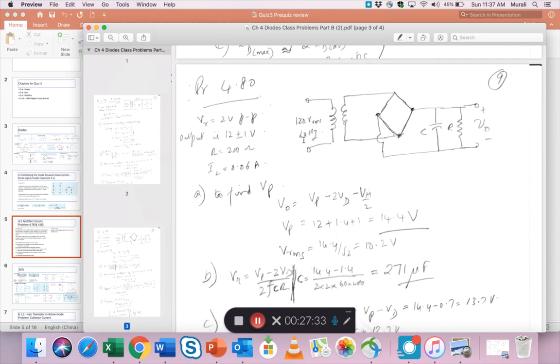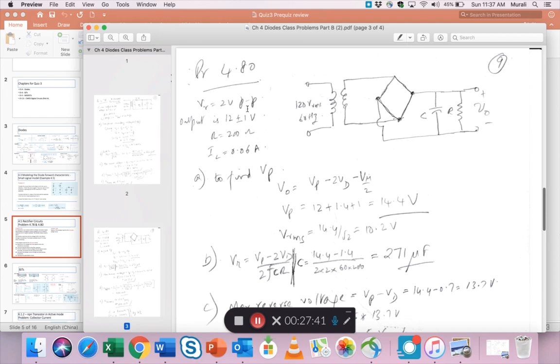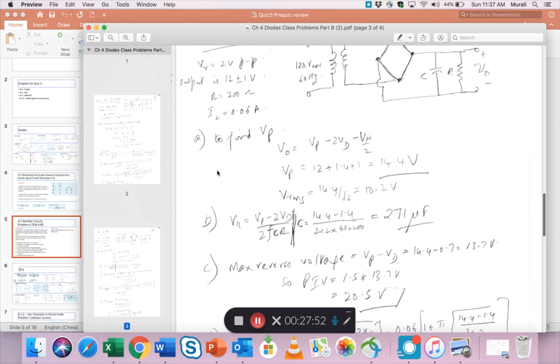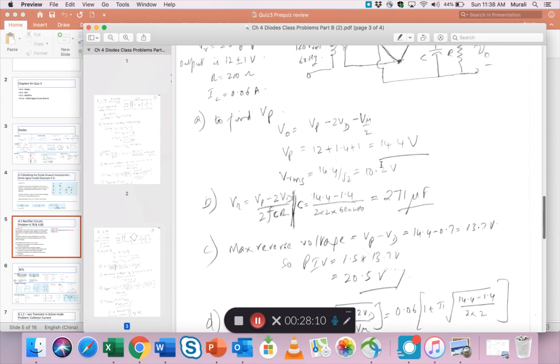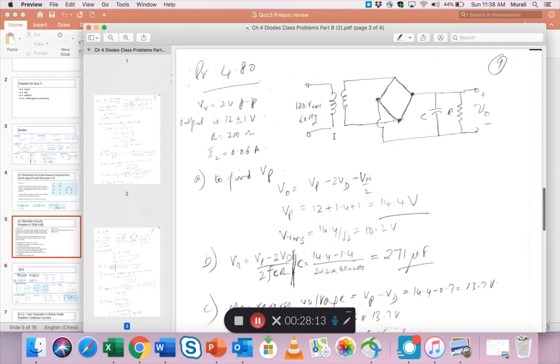So we also looked at problem 480, which was the same exact problem, except now we have a bridge, right? So again, VR is 12 plus or minus 1 volt, R is 200, and IL is 0.06, which we calculated in the previous case. Nothing changes there, okay? To find Vp, now the formula is slightly different. I think there's a 2 here compared to the previous one, but you find Vp, which is an AC value, as peak value is 14.4, RMS is divided by root 2, and you get that. You need the RMS to specify this, right?